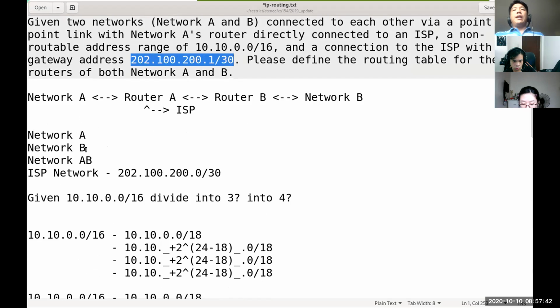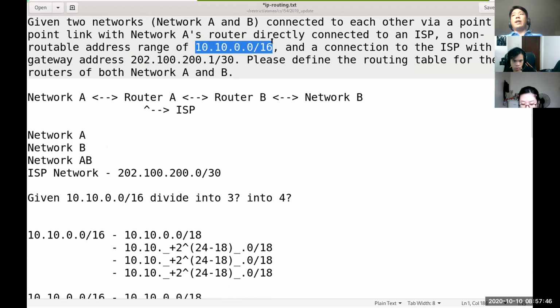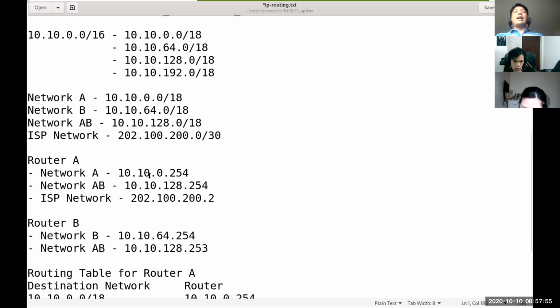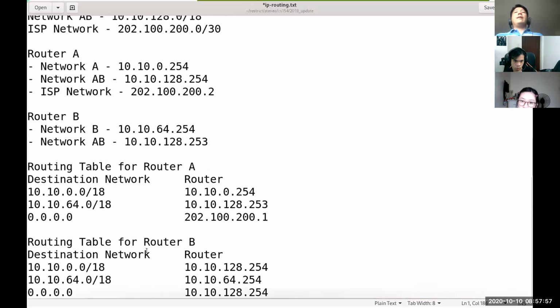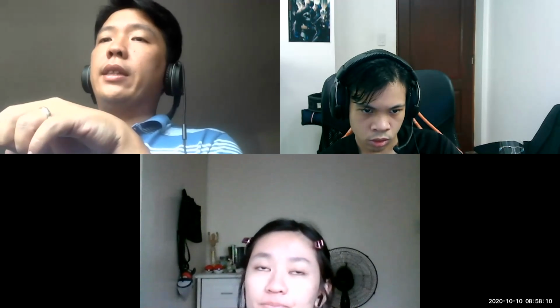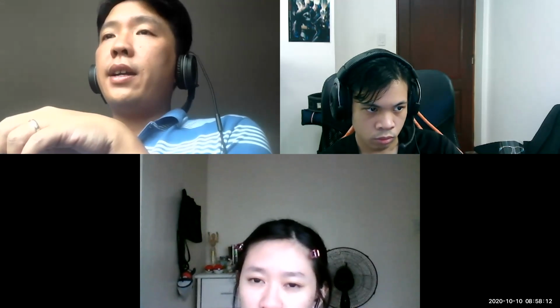Then for network AB and the other network, I need to divide them amongst this one kasi ito yung given. So I divided them into 4 kasi I can't divide it into 3. This is how I subnet this network into 4. I assign the IP addresses to all the routers. Then I define the routing table. Okay? So that's it for routing. It's a fairly straightforward exercise. Again, there's a YouTube video on this also in case you need to review that. Okay, questions so far?